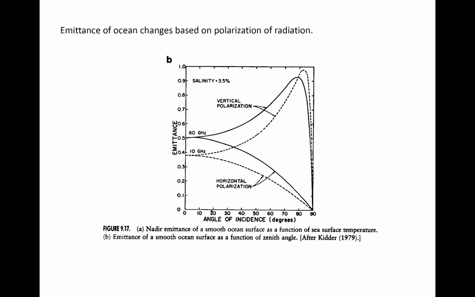As the angle of incidence increases, however, the vertically polarized radiation is more effectively emitted than the horizontal, while the emittance of horizontally polarized radiation also gradually decreases. Typically, microwave remote sensing is done at incidence angles of less than about 60 degrees.